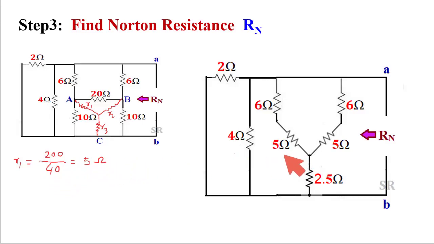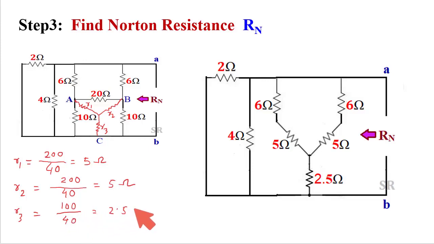See here, 5 ohm. What will be the value of r2? r2 is equal to product of attached two resistances, that is 20 into 10, that is 200, divided by summation of those three. This is 5 ohm. Say this is 5 ohm. What is r3? This is r3. Product of attached two, this is 10 and 10. So 100 divided by total is equal to 2.5 ohm. So this delta has been converted to star, 5 ohm, 5 ohm and 2.5 ohm.